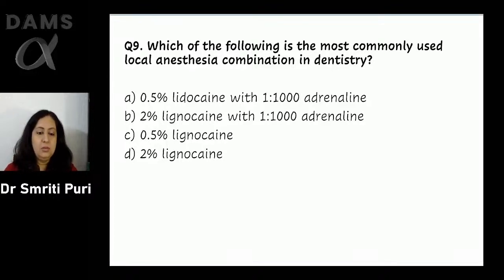Question 9. Which of the following is most commonly used local anesthetic combination in dentistry? A, 0.5% lignocaine with 1:1000 adrenaline. B, 2% lignocaine with 1:1000 adrenaline. C, 0.5% lignocaine. D, 2% lignocaine. What would be the answer to question number 9?